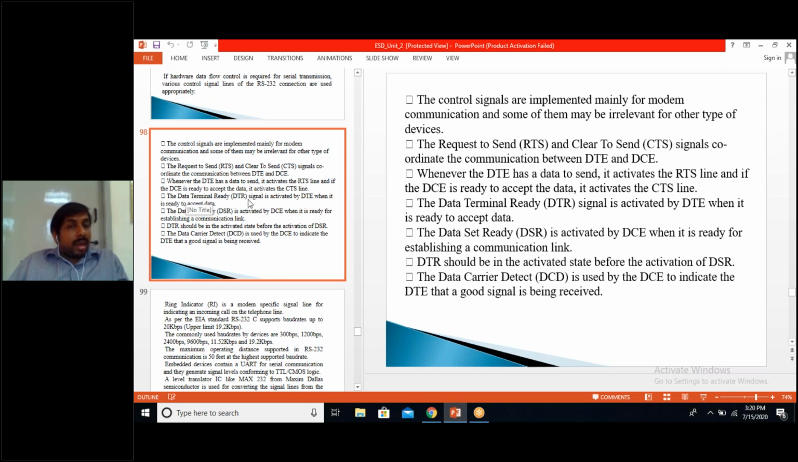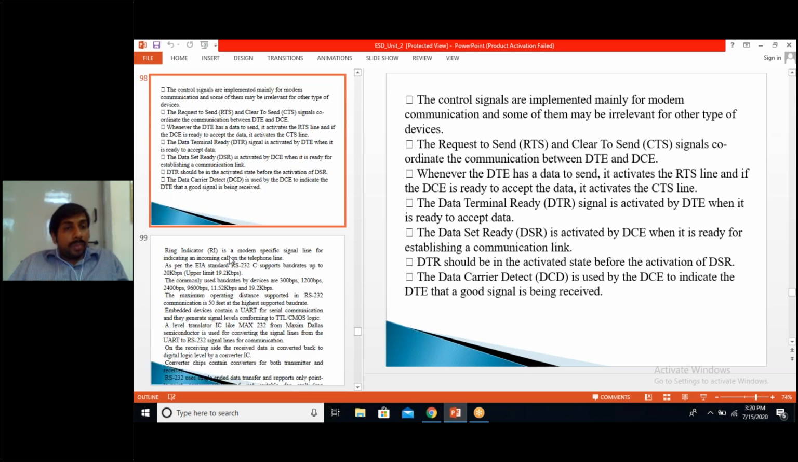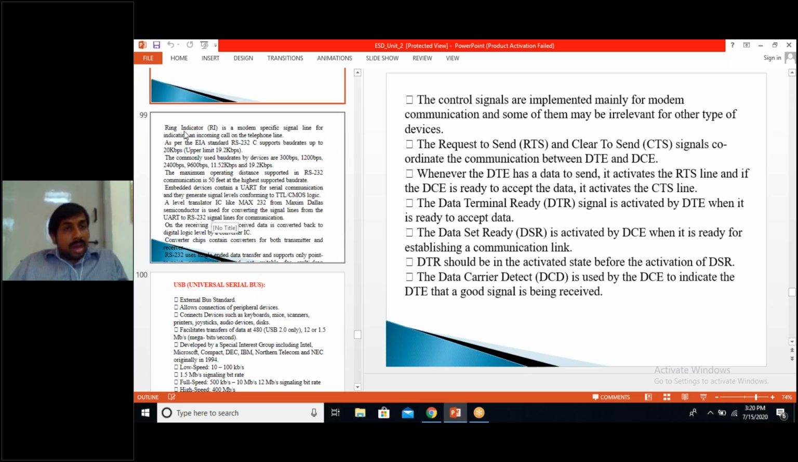Data terminal ready is activated by the DTE when it is ready to accept data. So if it wants to send data, it will use RTS. If it wants to receive data, it will use DTR, data terminal ready. Similarly, if the DCE is ready to send data, it uses data set ready. Other than this, there is data carrier detect, used by the DCE to indicate the signal received is good. RS-232 also uses one more pin called ring indicator for indicating an incoming call on the telephone line, and the data rate, called baud rate, is up to 20 kilobits per second.